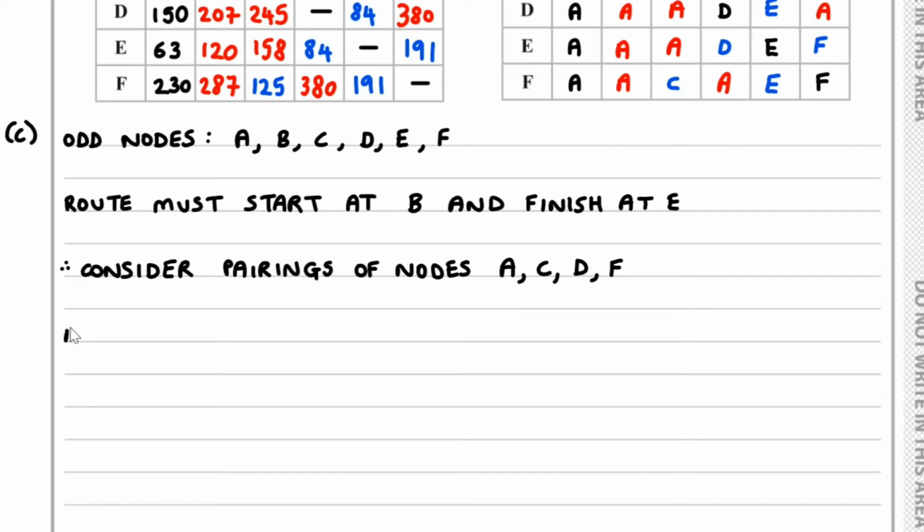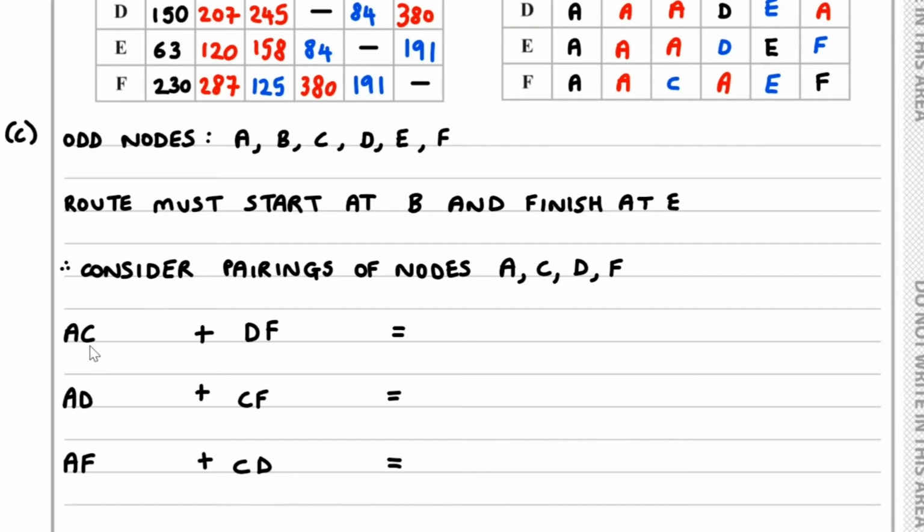If I have AC, then we can add on to this DF, and we need to find out what that is. We could also have A paired with D, and then add on to this C to F, and we'll work out what this is. And we could also have A paired with F, and then C paired with D.